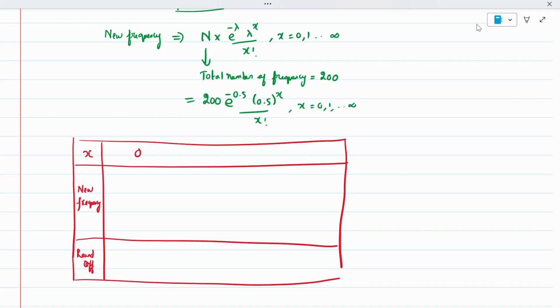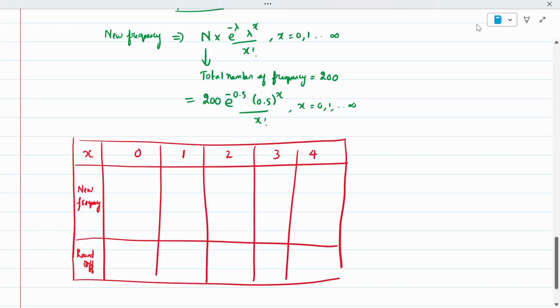So 0, 1, 2, 3, 4. So what is my new frequency? I have to calculate it. So it is nothing but 200, e to the power minus 0.5, 0.5 the whole power 0, divided by 0 factorial, which is 1. So 200 e to the power minus 0.5, do it in a calculator, you get one answer. The answer is 121.